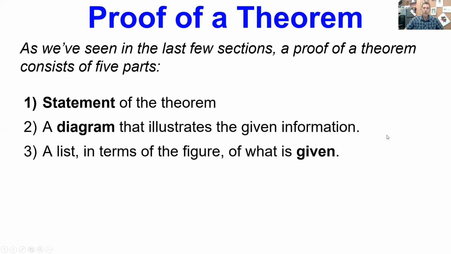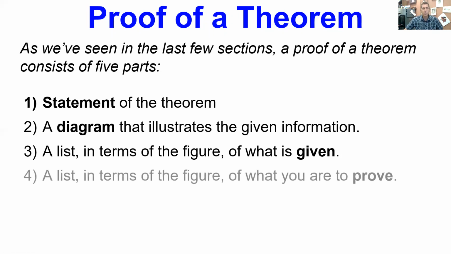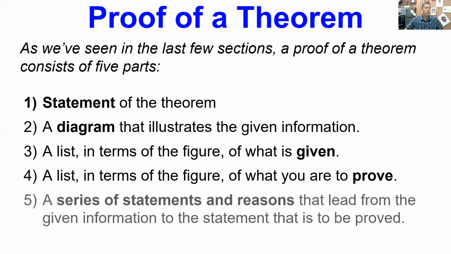Then we're going to create a list in terms of the figure, whether we label the figure A, B, C, D, or whatever we choose to annotate in that figure. We want to list out what we know to be true, to be given in that figure. And then 4, what is it that we're trying to prove? Again, using the same notation that we have set up in our diagram. And then 5th and finally, we're going to move on to our statements and reasons that lead from the given information to the statement that is going to be proven.